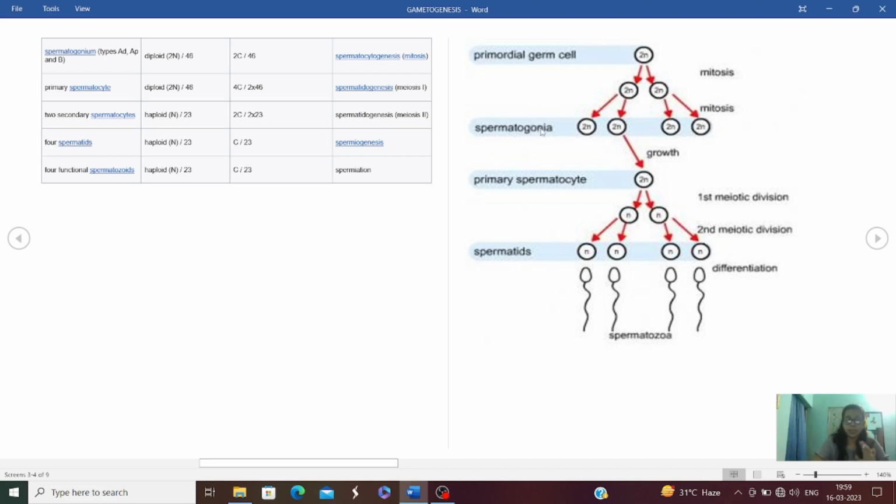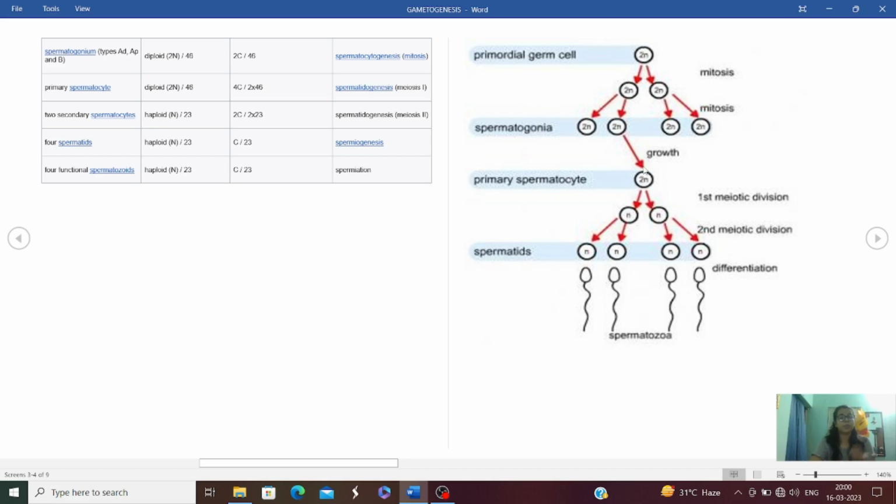Then these spermatogonia will undergo the growth phase and form the primary spermatocyte, and from here the meiosis process starts. Till here the mitotic process was taking place. From here the meiosis process takes place. So spermatogenesis is a mixture of both mitotic and meiosis processes, not only mitosis but meiosis as well.